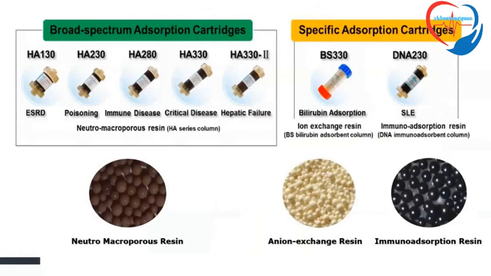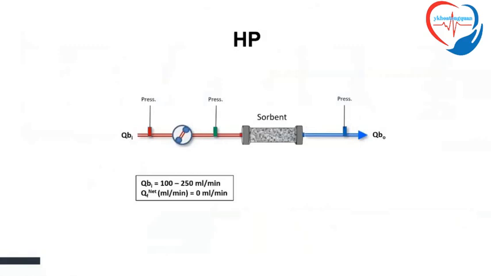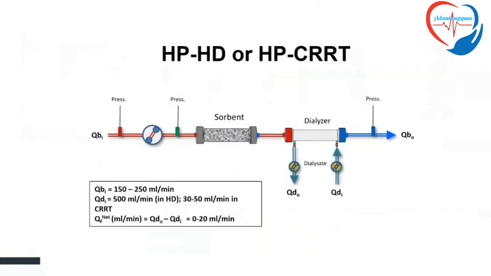And in fact, we have the possibility to have available different types of sorbents and cartridges for different purposes, from chronic patient to acute patient to intoxicated patient to liver failure patients, depending on the structure of the sorbent. We can do hemoperfusion directly with the isolated circuit or in combination with CRRT.